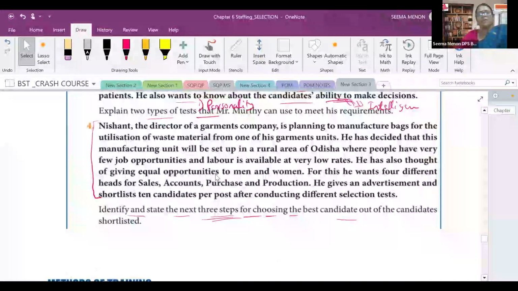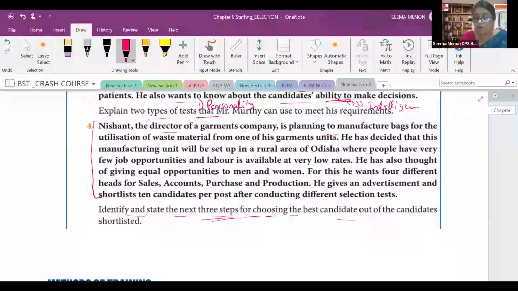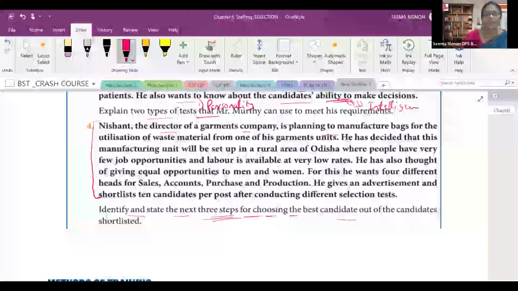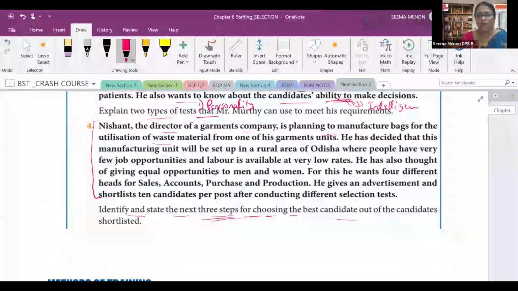Let's do it again. Nishant, the director of a garment company, okay, he's the director, is planning to manufacture bags for the utilization of waste material from one of his garment units. That is utilization of waste material, okay. He has decided that this manufacturing unit will be set up in the rural area of Odisha, where people have very few job opportunities and labor is available at a very low rate. Low rate में available है in Odisha, many places, remote areas में.